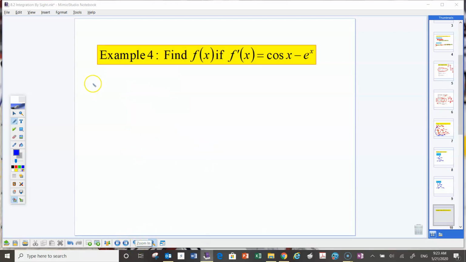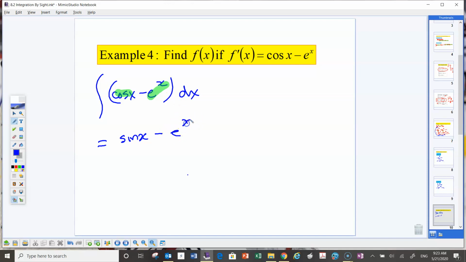All right, let's take a look at the next one. So now we're asked to integrate cos x minus e to the x dx. We want to figure out what function, when I take the derivative, gives me cos x, and what function, when I take the derivative, I end up getting e to the x. The integral of cos is sine x. Why? Because the derivative of sine is cos. And the integral of e to the x is simply e to the x. And then I add my constant. So that would be my integral for cos x minus e to the x.